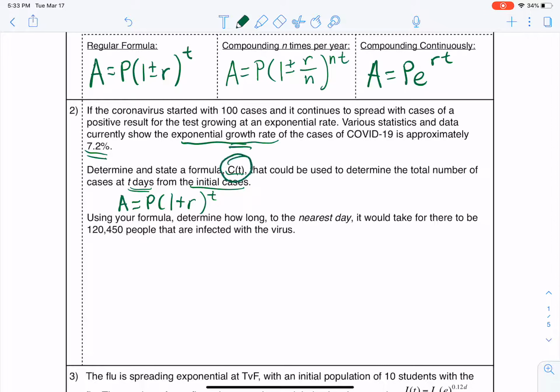Okay, so this function has to be in terms of C of t. Our initial number of cases is 100, and that's given to us in the problem. We know our growth rate is 7.2%, so as a decimal, that's 0.072. If I add that to 1, I'll have 1.072. And I'm raising that to the power of t, where t is the time in days. So that's really my exponential formula for this particular situation.